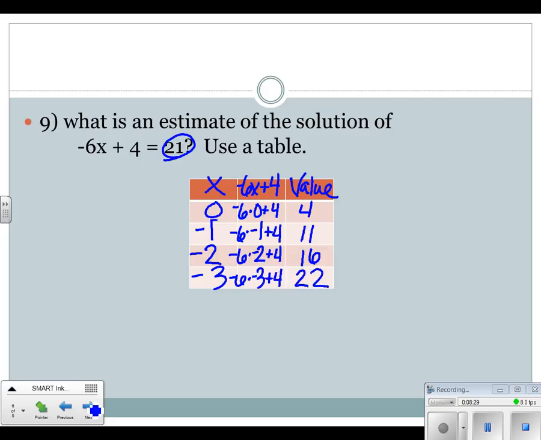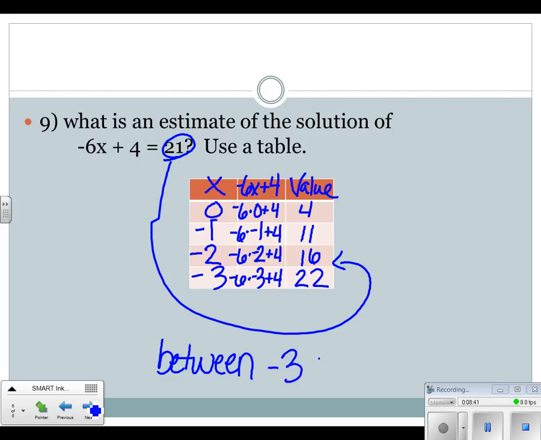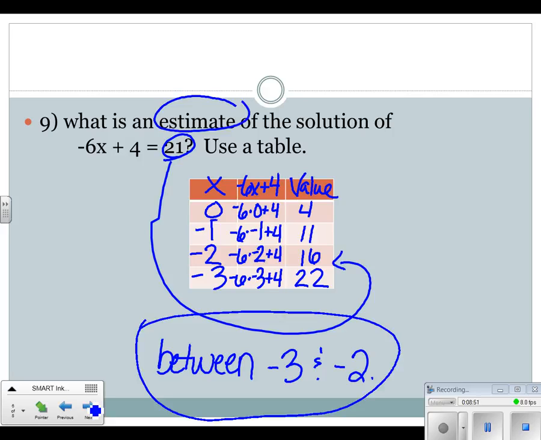So that means 21 is going to be between here. So x has to be between negative 3 and negative 2. Now, if you look back up at that question, it did say what is an estimate. So this would be an appropriate estimate to say it's between negative 3 and negative 2.